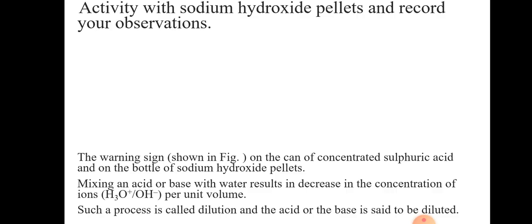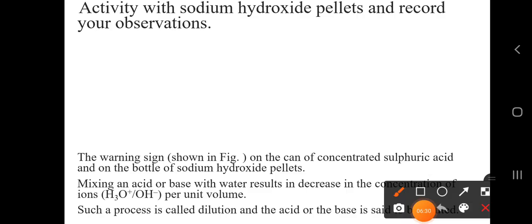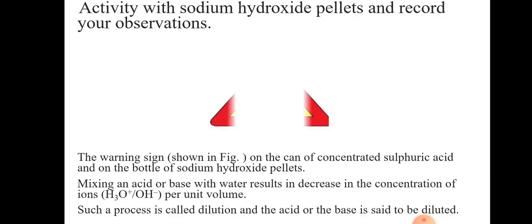So here the sentence is on the screen, that such a process is called dilution and the acid or the base is said to be diluted. Okay. So the mixing of acid or base with water results in a decrease in the concentration of the ions, that is the H plus ions and OH minus ions per unit volume, and is called the dilution process.